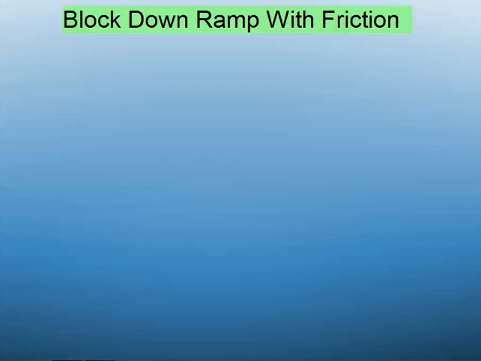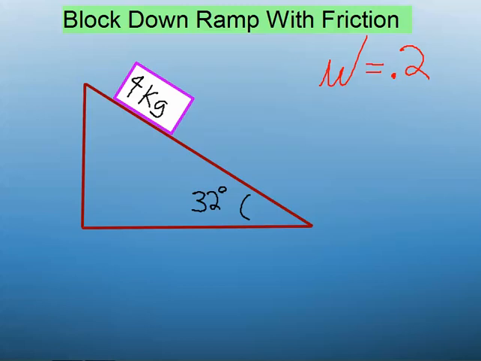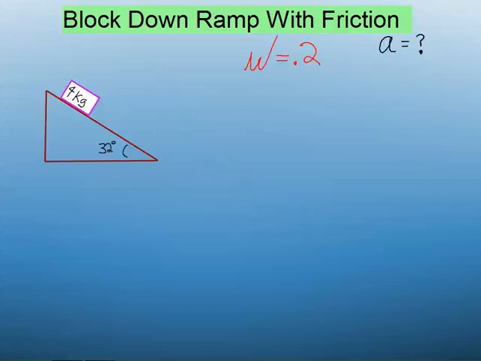For this one, we're returning to our old friend, the block going down a ramp, but this time we're going to throw in an extra enemy, which is friction, but we'll deal with him. So here's the setup. We've got a 4 kilogram block sitting on a 32-degree ramp with a coefficient of friction of 0.2, and I want to know what's the acceleration on this thing when we let it go.